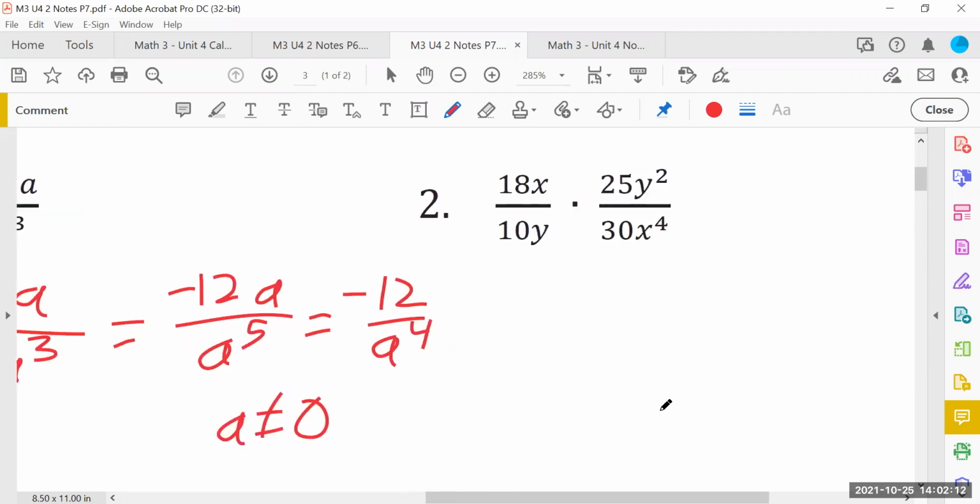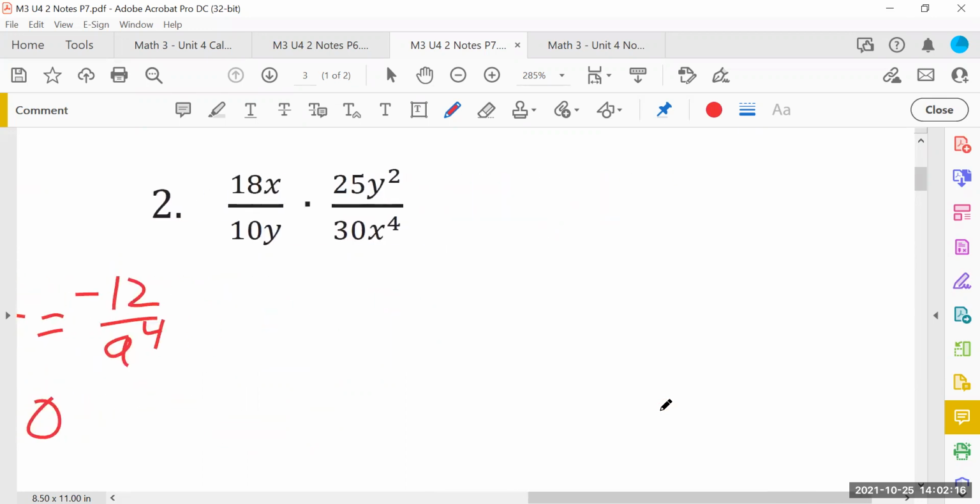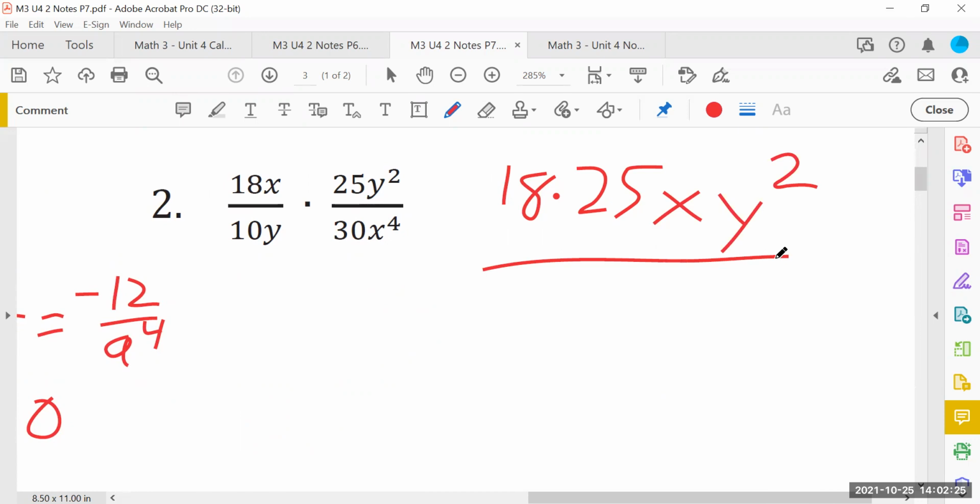Let's try number 2. This one, the numbers are bigger. I would actually recommend that you don't multiply them all the way out. I would actually write this as 18 times 25 x times y squared on top divided by 10 times 30 x to the 4th y on the bottom. Because our very next step is going to be to simplify, right? And so it's going to be easier to see what goes into these numbers when they're not giant.